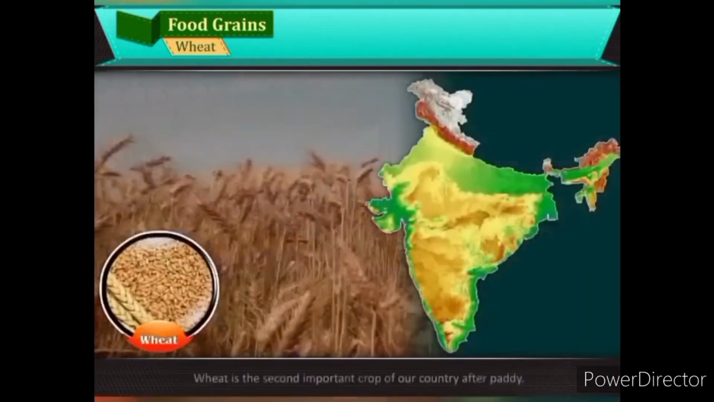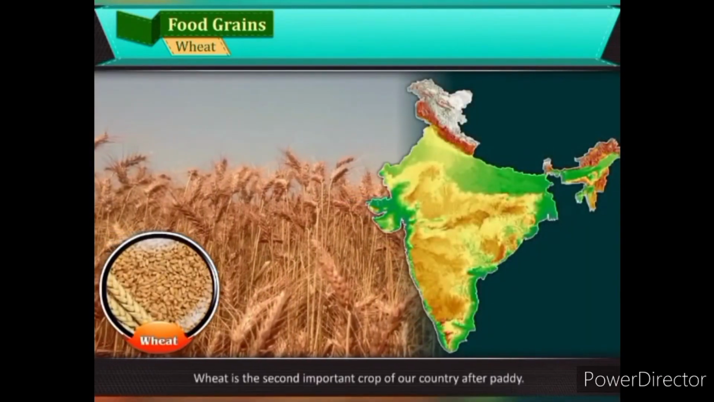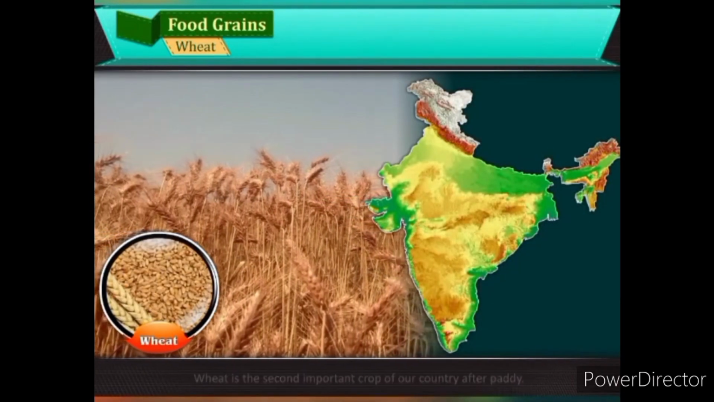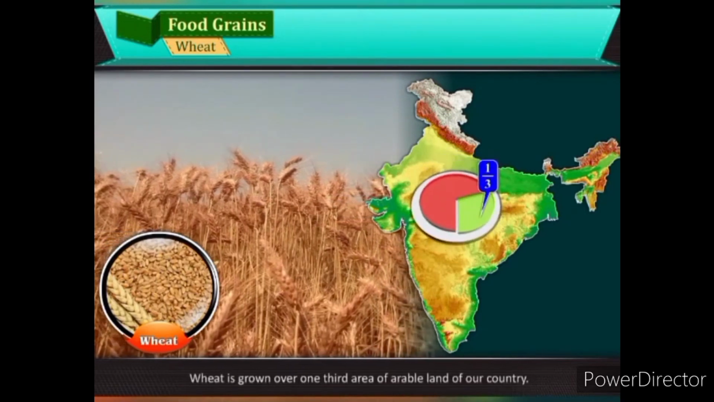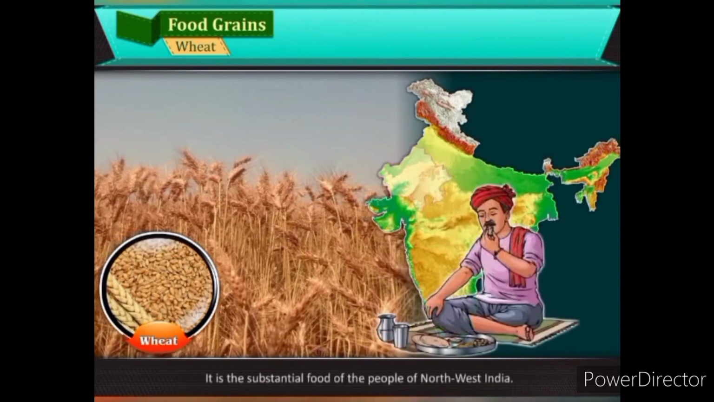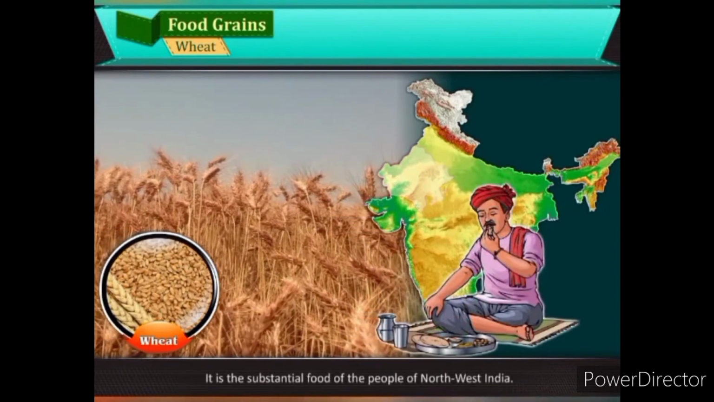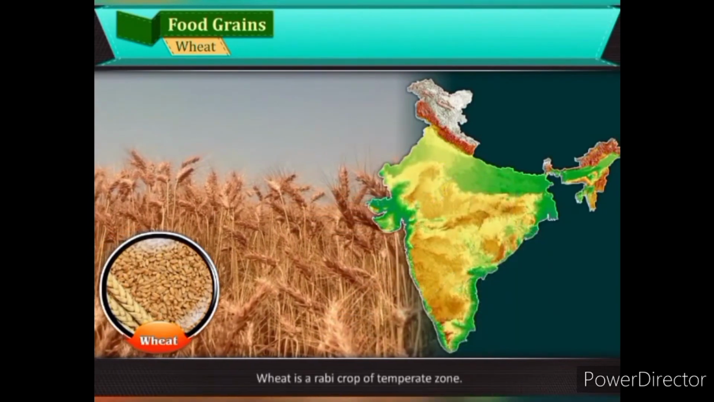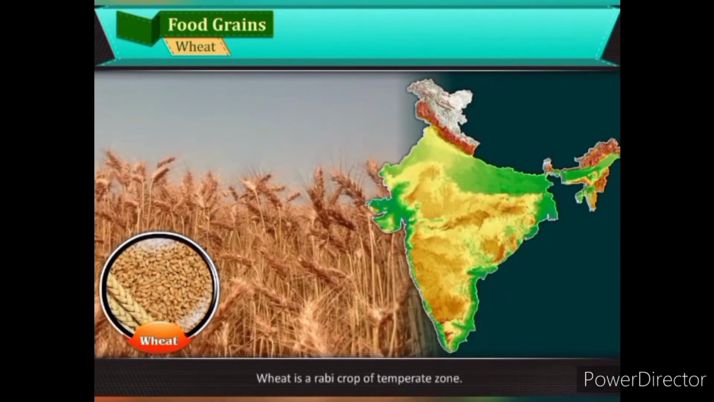Wheat. Wheat is the second important crop of our country after paddy. Wheat is grown over 1/3 area of arable land of our country. It is the substantial food of the people of northwest India. Wheat is a rabi crop of temperate zone.